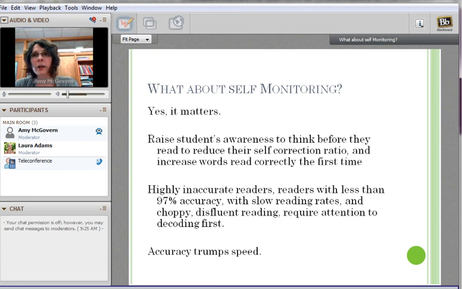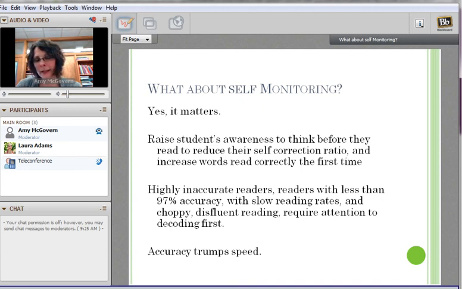A phrase that I like to use with students and that I've shared with my teachers is honor the words the author wrote. The author picked those words for a reason, so you don't get to change them. And think before you speak. So slow them down, get them to really attend to what they need to read.